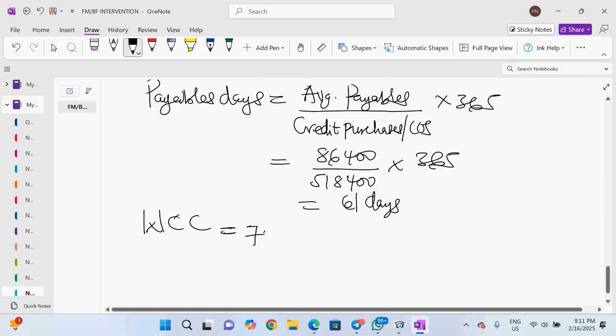171 days. So this is the working capital cycle. The working capital cycle. Any question?